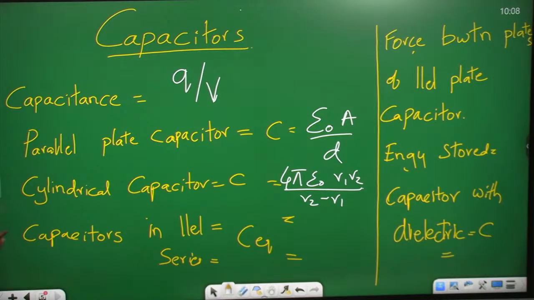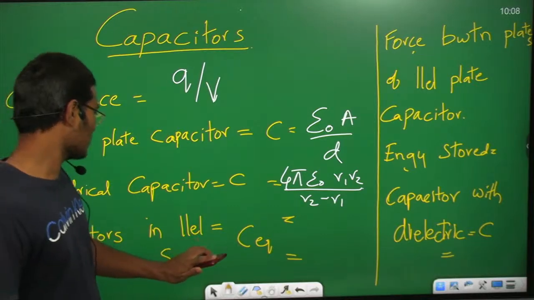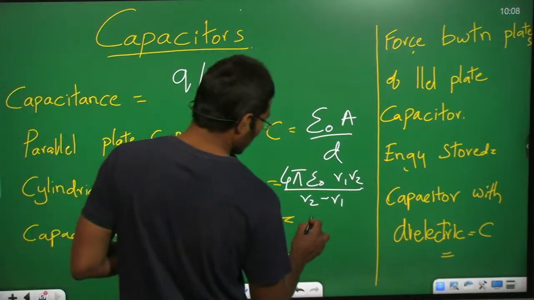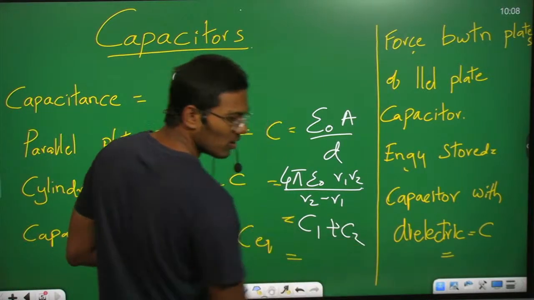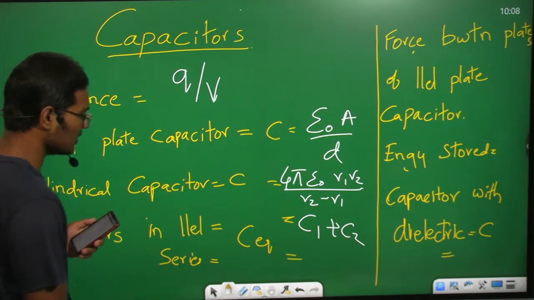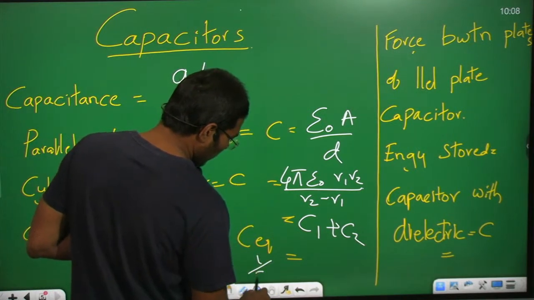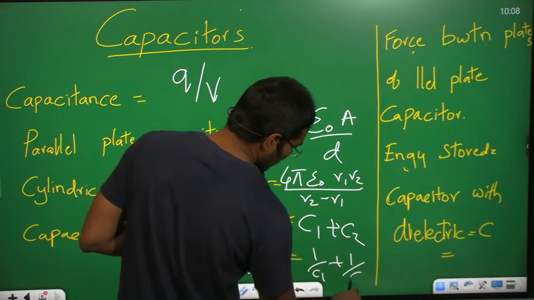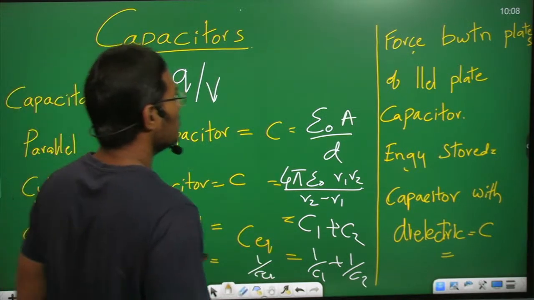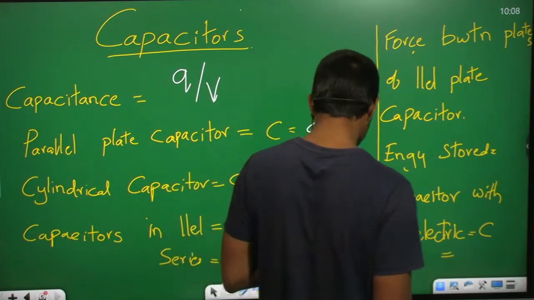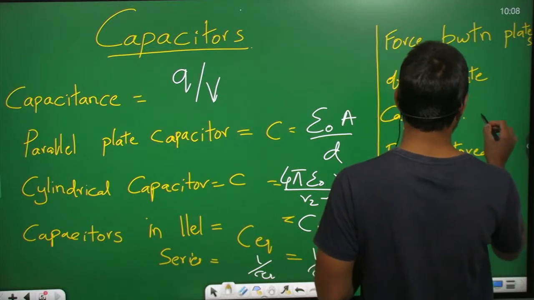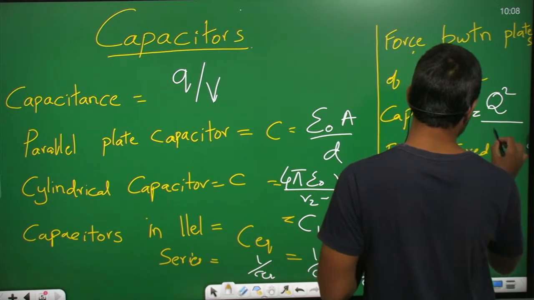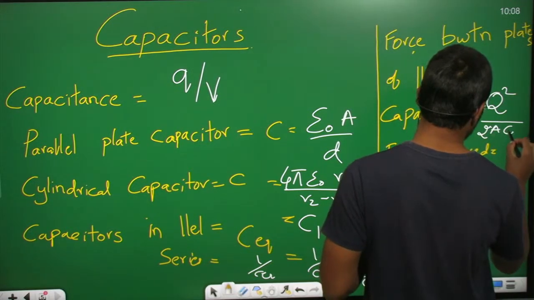So capacitors when connected in parallel, C equivalent is the sum of all. Okay. How about when connected in series? 1 by C equivalent is equal to 1 by C1 plus 1 by C2, right? So force between plates of a parallel plate capacitor is equal to Q square by 2A epsilon naught. Okay.